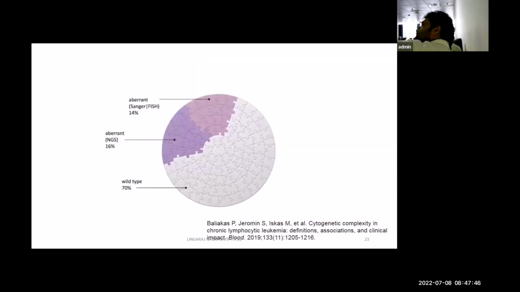But broadly, 70% will be wild type. If you do Sanger, it is 14%. And if you do NGS, you can pick up 16% more. So NGS will pick up more TP53 clones, those in the form of subclones. Typically, when your NGS VAF is 10% or more, that correlates with Sanger positivity. So if your VAF is 10% and higher, it will also be positive by Sanger.